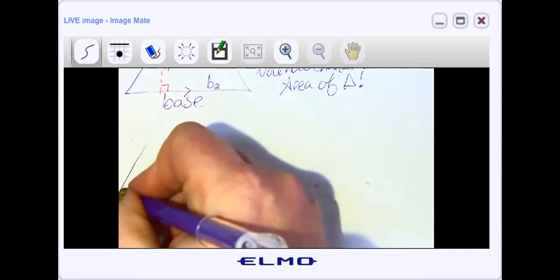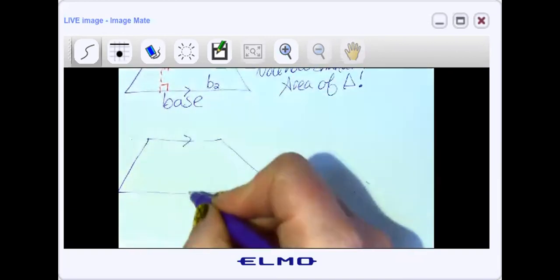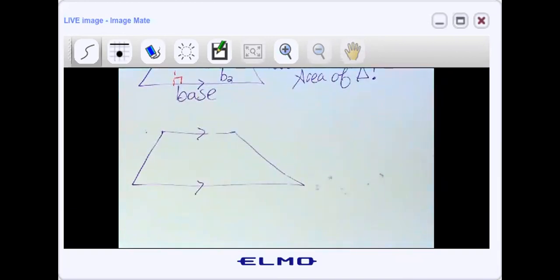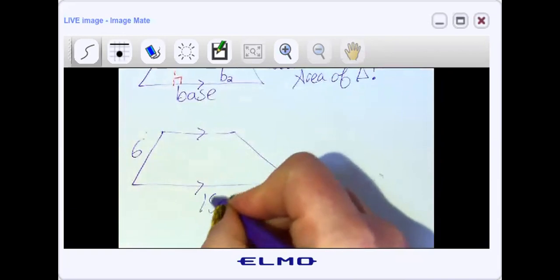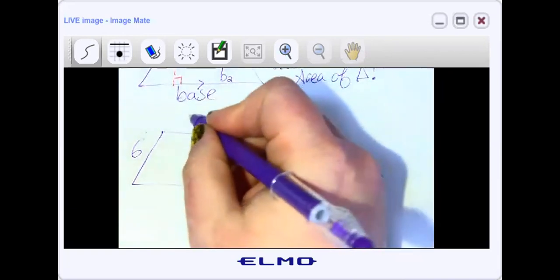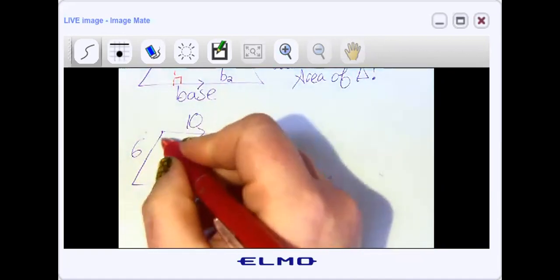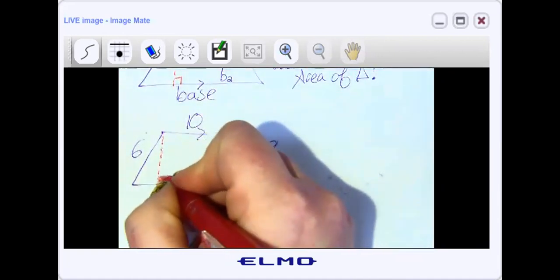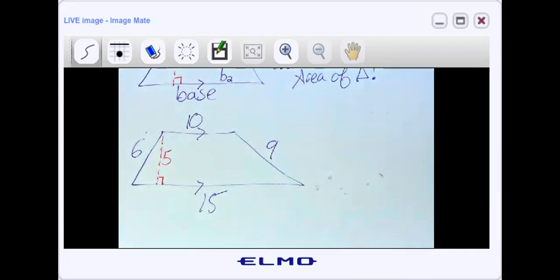So any old trapezoid, doesn't really matter what it looks like. Can be isosceles, doesn't have to be. Who cares? I'll give you a whole bunch of numbers. Maybe that's 6. Maybe this is 15. Maybe this is 9. And maybe this is 10. Obviously not drawn to scale. You could not find the area of this thing until I came in and gave you the height. So let's go ahead and do that. And let's say that that thing is 5. So if I want to find the area for this shape, I got to use my formula.